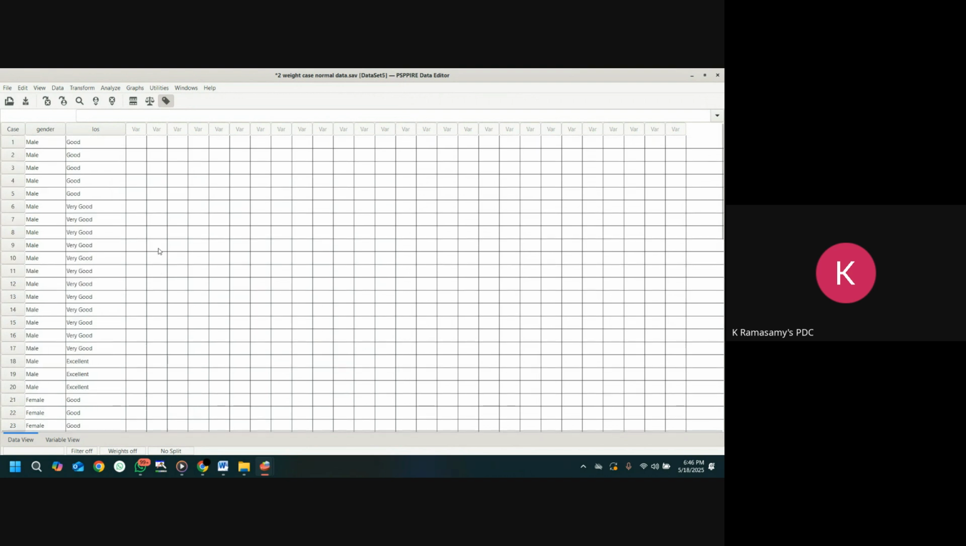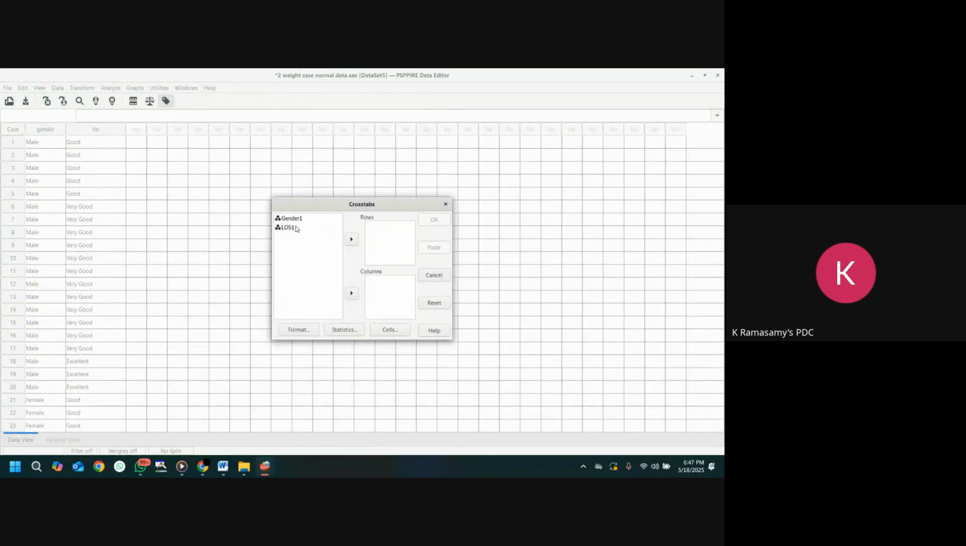I went and asked 40 respondents how this particular program is. I collected the data. Here, gender is nominal data. Level of satisfaction is ordinal data. So you need to conduct a chi-square test of association. How to conduct it? It's very simple. Go to Analyze, click Descriptive Statistics, click Crosstabs. Analyze, Descriptive Statistics, go for Crosstabs.